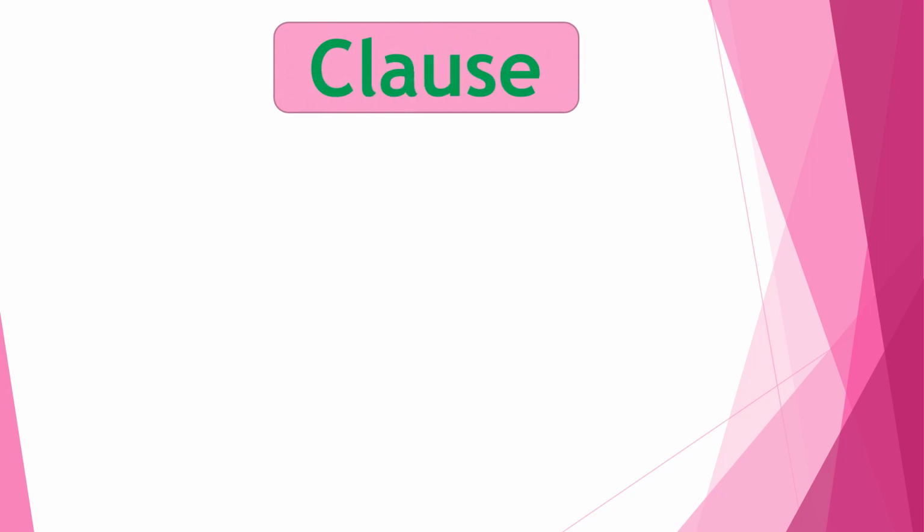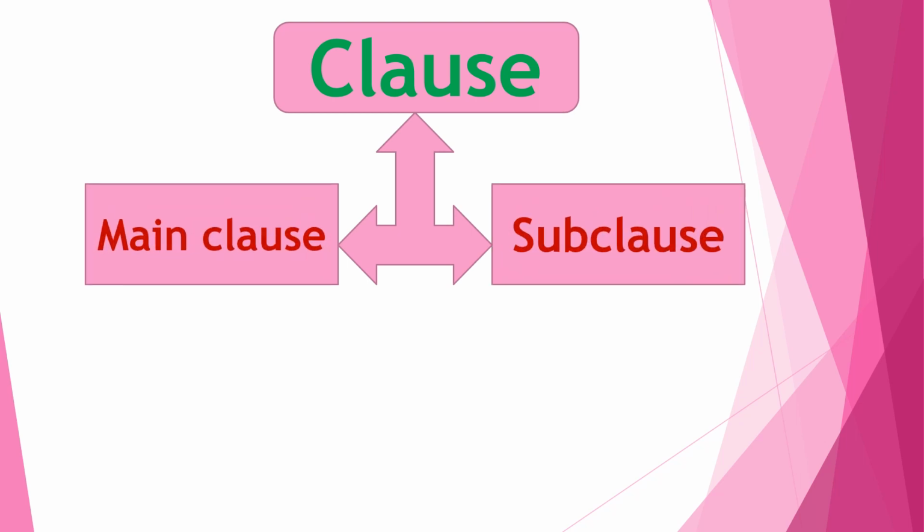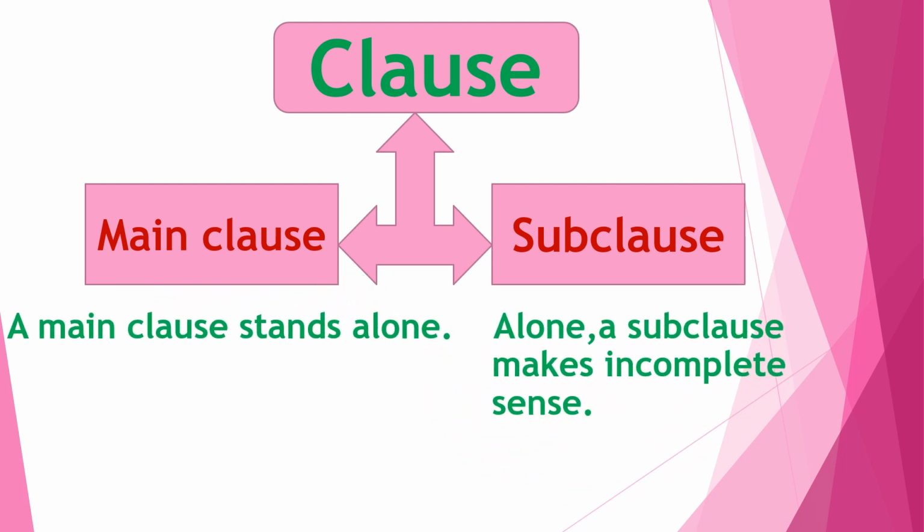Now we'll discuss types of clauses. Clauses are divided into two types. Number one, main clause, and number two, subclause. So a main clause stands alone. It means a main clause can be a separate sentence.